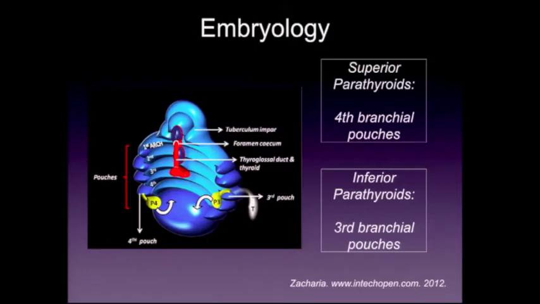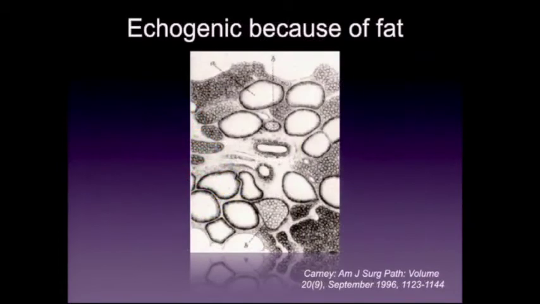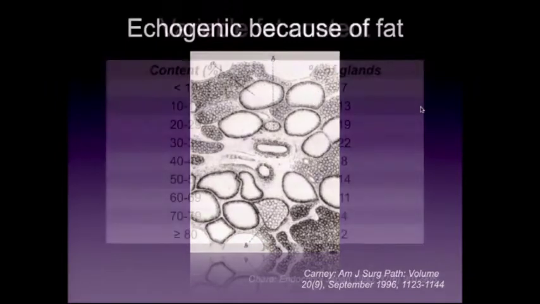So the inferior parathyroids descend with the thymus and can go all the way into the mediastinum, which is why we can't see all of them. The other reason is they're echogenic because of fat content, and this is actually from the original article describing the parathyroid glands from the same individual I showed you before, showing a lot of fat content here and here and here. And as we know, fat is typically echogenic on ultrasound.